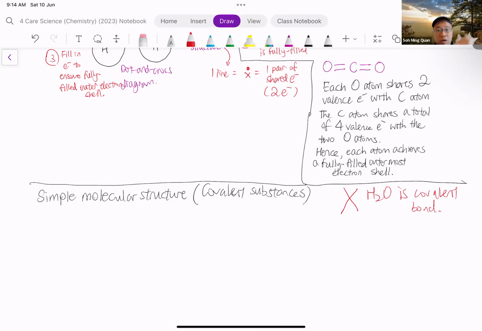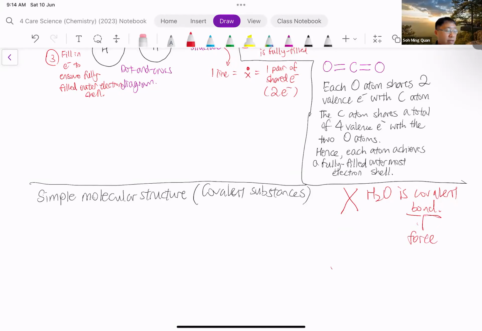This is wrong. We do not say that it is a covalent bond. Why is this wrong? A bond is a force of attraction. So in this case, a covalent bond is a force of attraction between shared electrons and the nuclei of the 2 atoms. So it is wrong to say that H2O is a bond. H2O is not a force. H2O is a molecule, right?